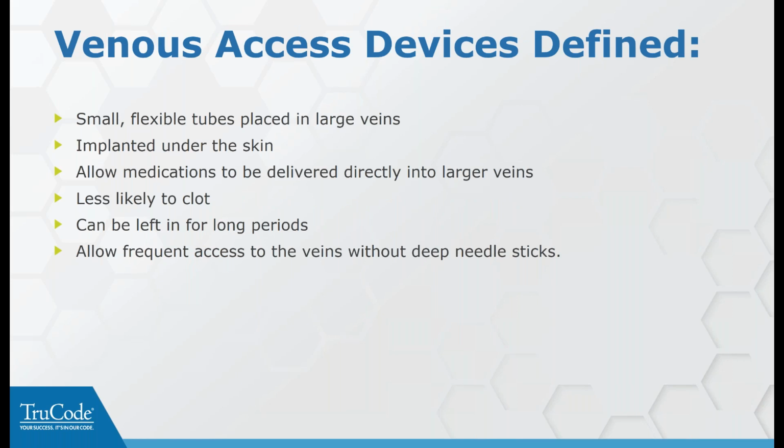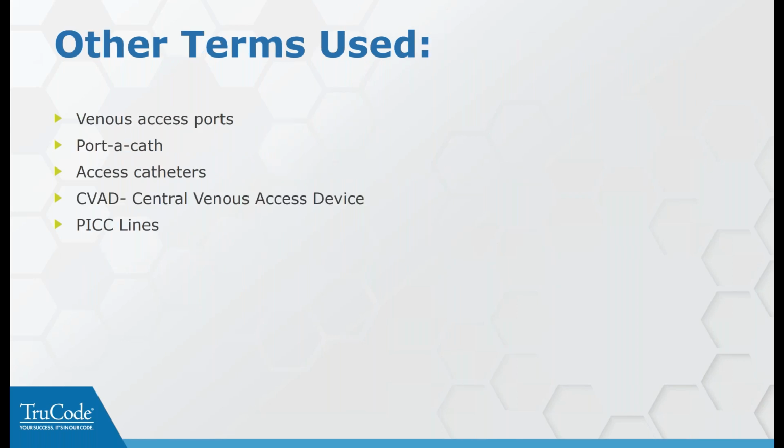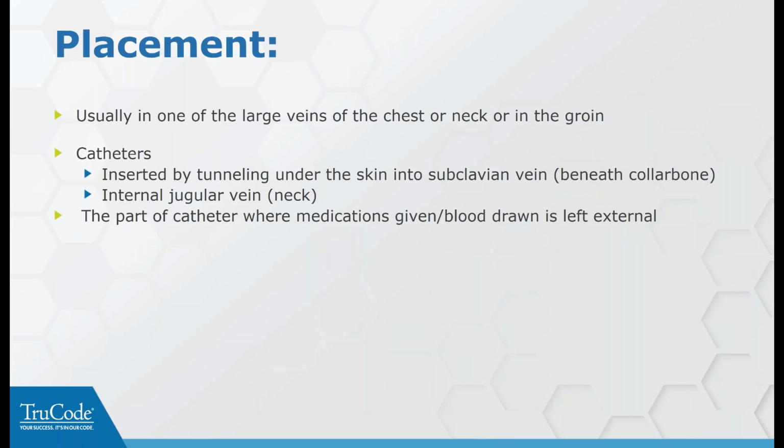Your venous access devices are basically going to be like your PICC lines. They're put under the skin, and they allow your medications to be delivered to your larger veins, and they can be left in for long periods of time. Those are your venous access devices. These are also terms used in the same area: venous access ports, portacats, access catheters, CVAD, central venous access device, or PICC lines. PICC is peripheral, a line that's put into your arm, as opposed to a central line, which is put into the neck or chest region in the central part of the body.